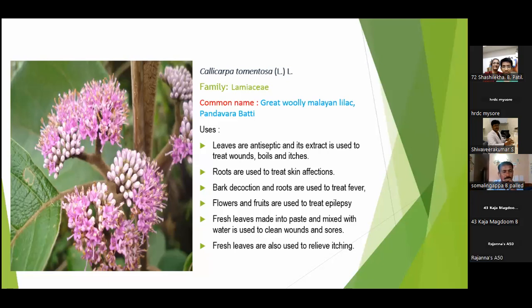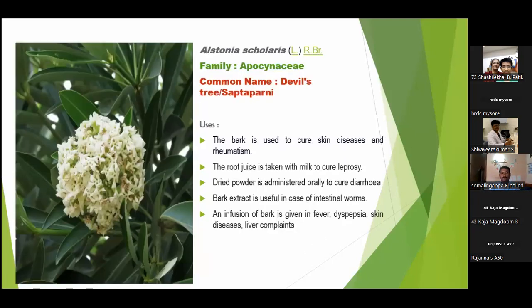Boils and itches. Roots are used to treat skin infections. Bark decoctions and roots are used to treat fever. Flowers and fruits are used to treat epilepsy. And the fresh leaves made into paste and mixed with water are used to clean wounds and scar sores. Fresh leaves are also used as a relief from itching. There are innumerable uses also about this.